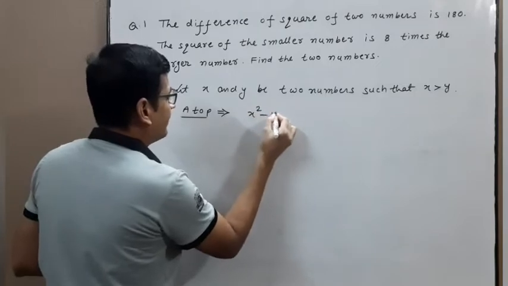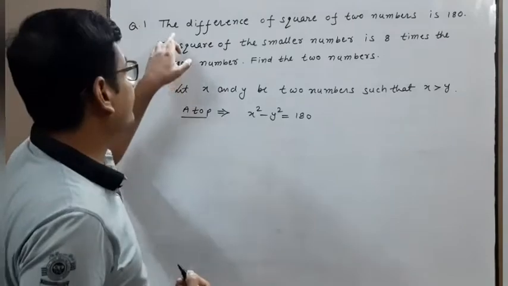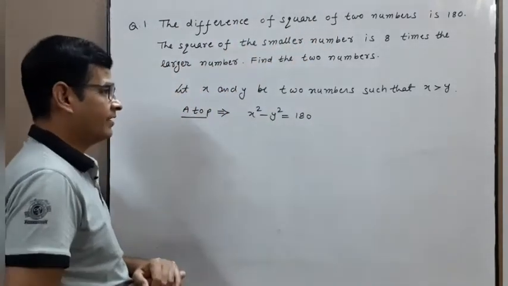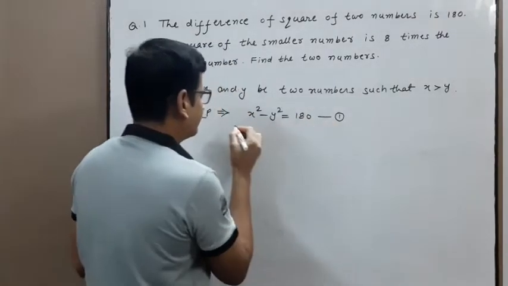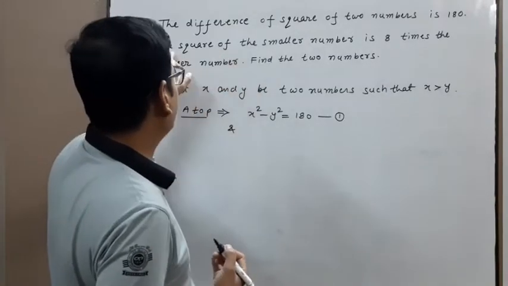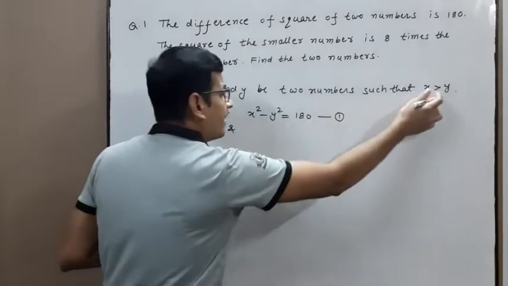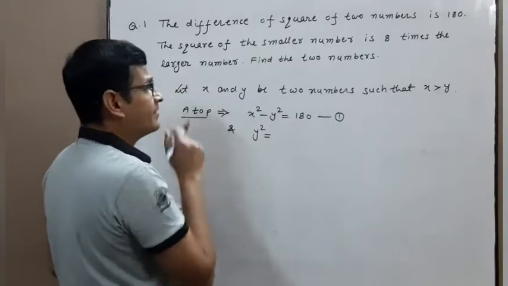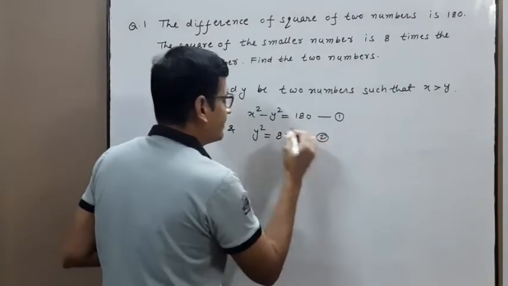x square minus y square equals 180. The difference of squares of the two numbers is 180. So x square minus y square equals 180, equation number 1. And the square of the smaller number, smaller number means y, is 8 times the larger number x. Equation number 2.